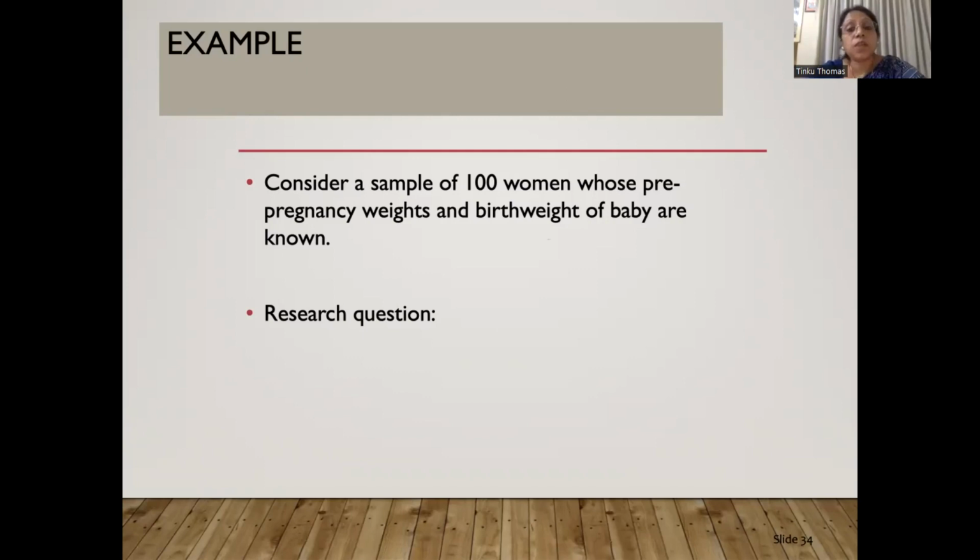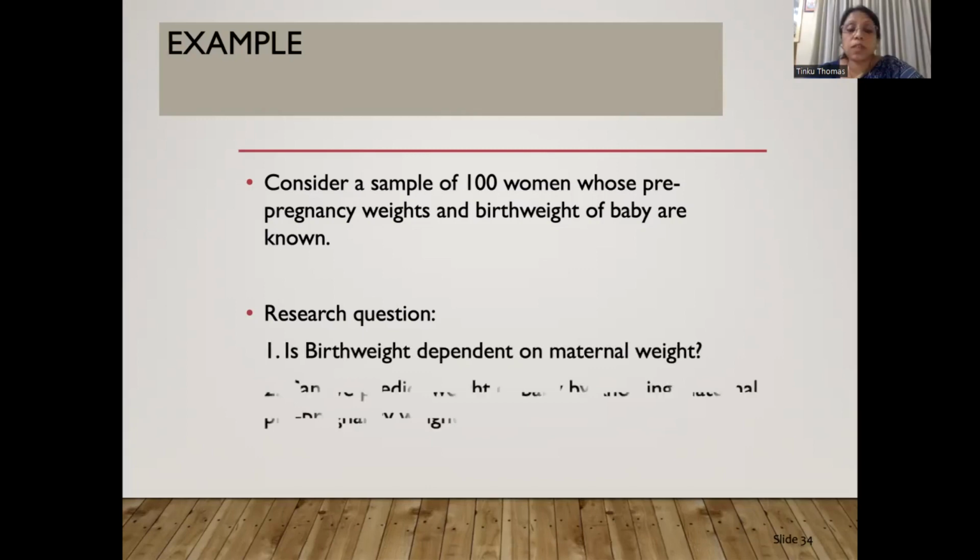Once we know this regression line, we can even predict what the birth weight of the baby would be if we know the maternal pre-pregnancy weight, because it would just mean that we are plotting another data point on that line that we have. So two kinds of questions. Is birth weight dependent on maternal weight? The second question is, can we predict the weight of the baby by knowing the maternal pre-pregnancy weight? Both of these can be answered by doing this linear regression.